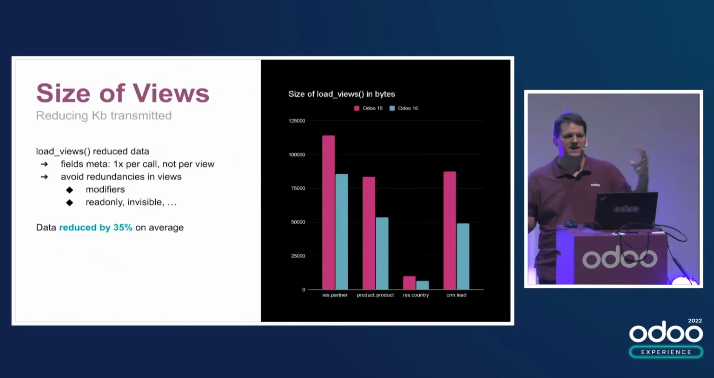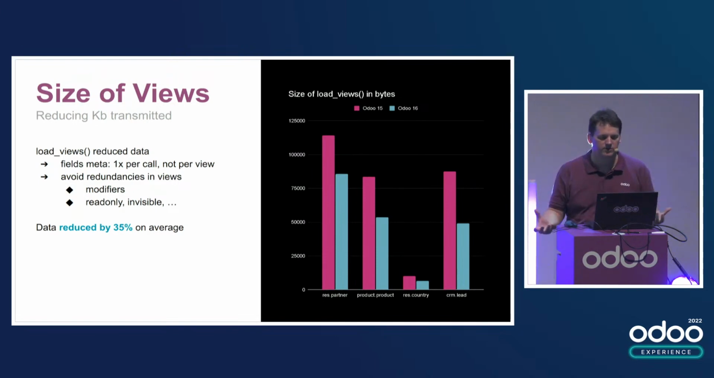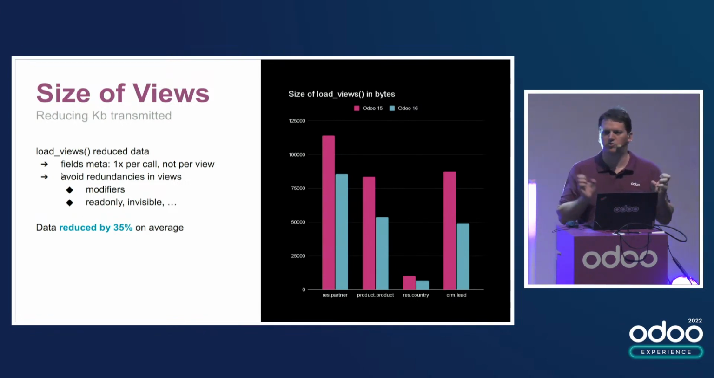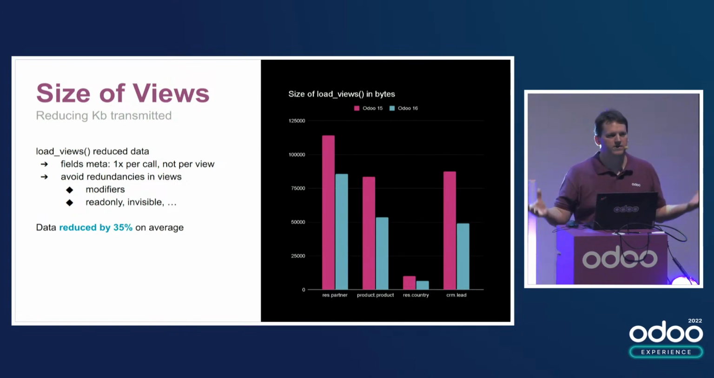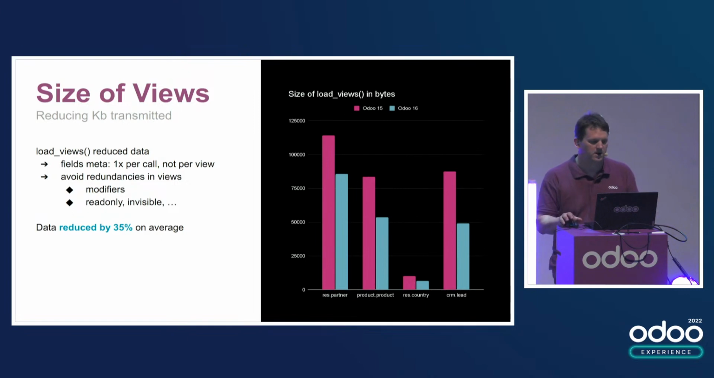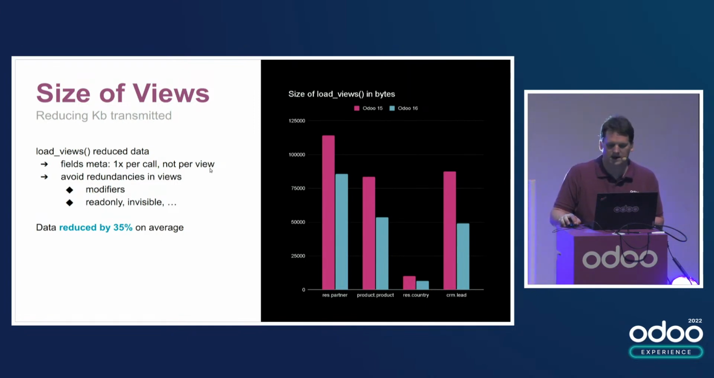We reduce the size of the views, the sale order and invoice views. That's what we call load views, the controller in Odoo that gets this data. We did that because there was some redundancy between the fields. The fields were described in every view you were loading. So if you were loading a graph view, a Kanban view, a list view, and a form view, you had multiple versions of the same fields. By removing that, we only have one field per call, not per view. And so we reduce a lot the volume of data transmitted, and we also avoid redundancies in the views.